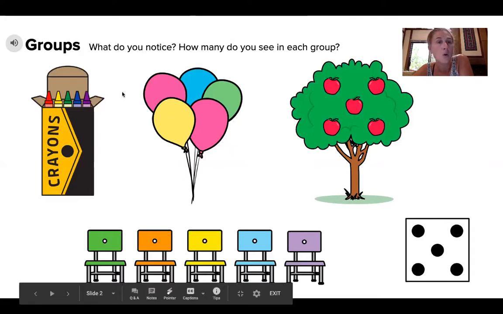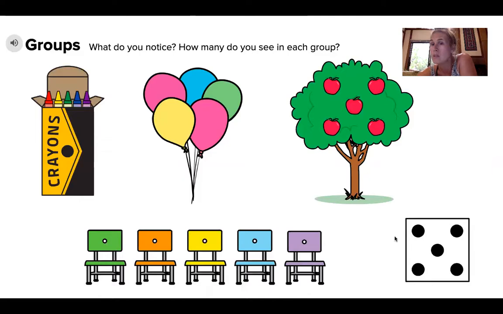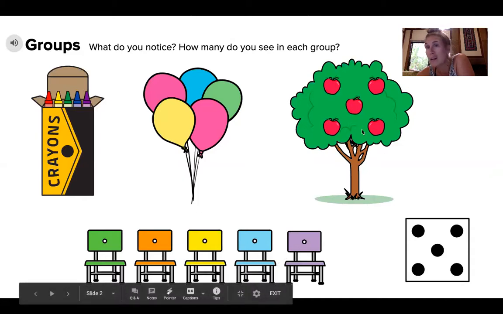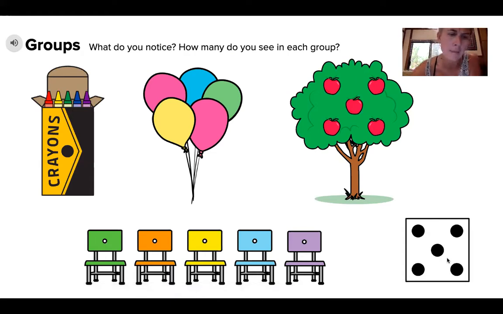Okay, so I noticed that they're rainbow colors except for the apples and the dice. Everything else is rainbow, sort of. The balloons, we've got 2 pinks, 1 blue, 1 green, and 1 yellow. The crayons are rainbow and the chairs are rainbow. The apples are all 1 color. I noticed that the apple and the dice look the same, like 2 on the top, 2 on the bottom, 1 in the middle.